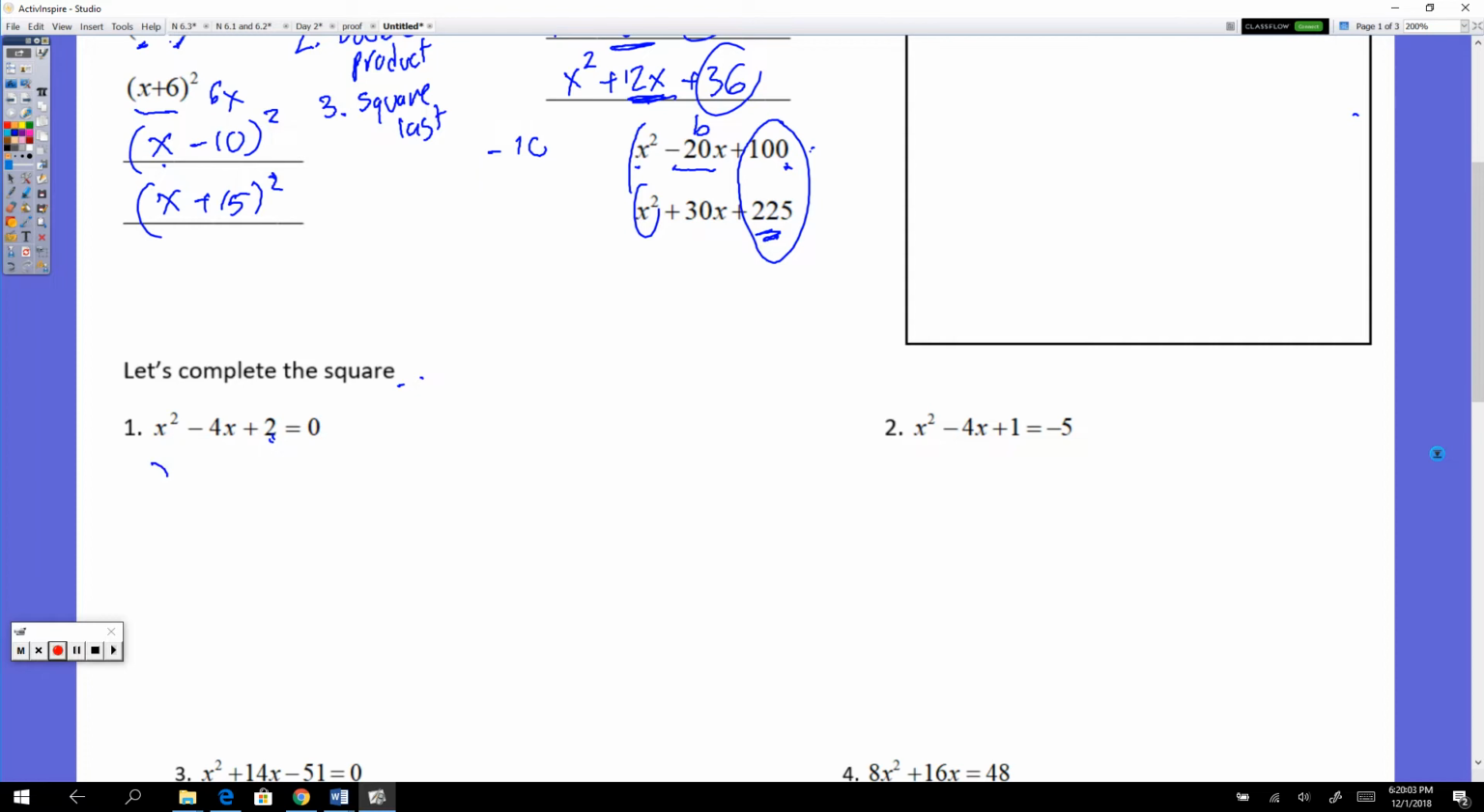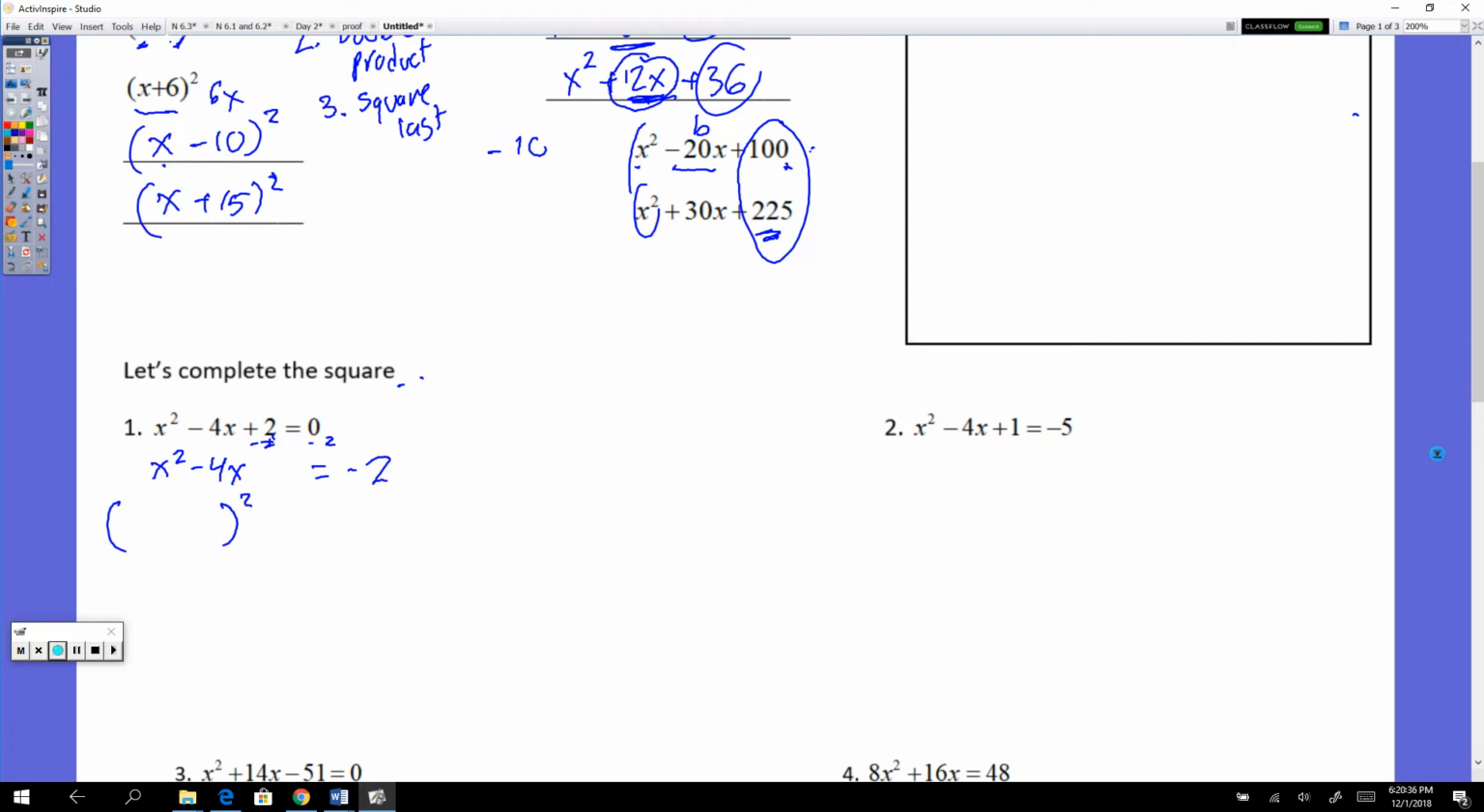And so what we're going to do is leave everything as is, but move that 2 over to this side, right? We're going to subtract 2 from both sides. And leave a little gap here because we're going to fill in something at that point in a moment. We said up here that if I take my b value and divide it by 2, that's going to give me this idea of a square binomial.